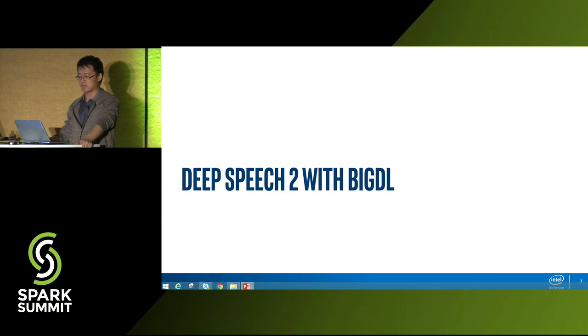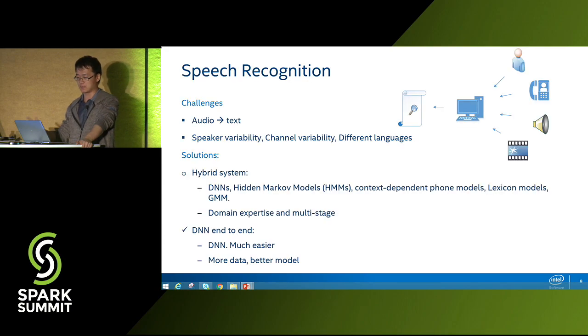The Deep Speech 2 example for BigDL. First, speech recognition. The task is simple: just convert audio files to text. There are many application scenarios, like converting phone records, audio files, or a lot of films. People are trying to convert audio to text so they can make better indexes and searches, or statistics from them.